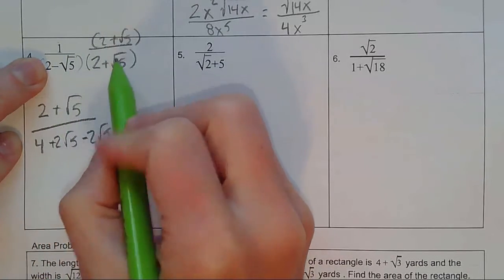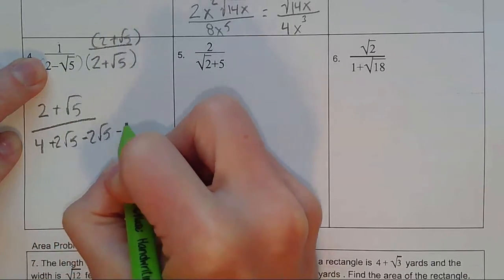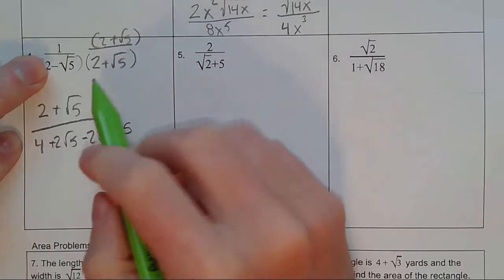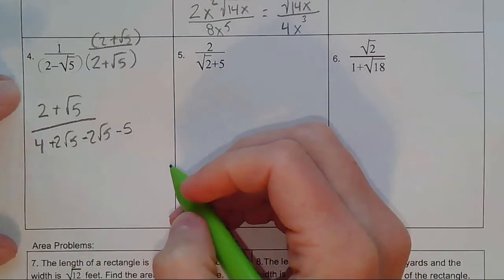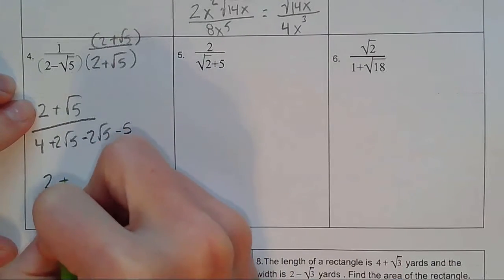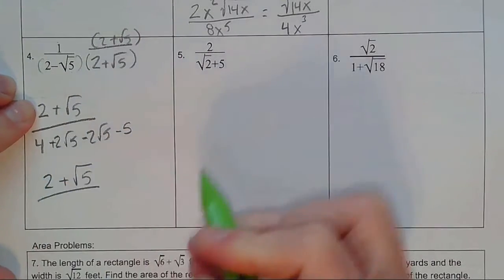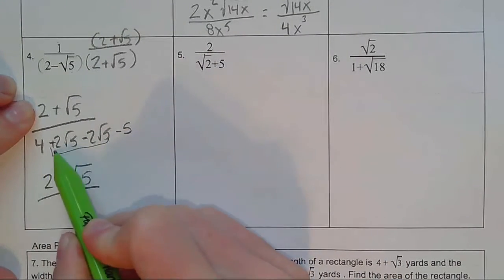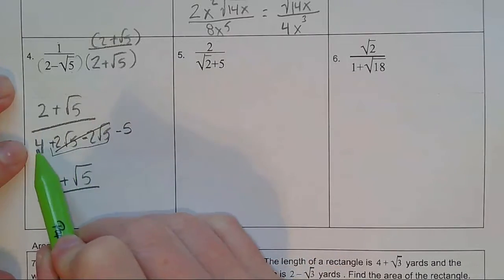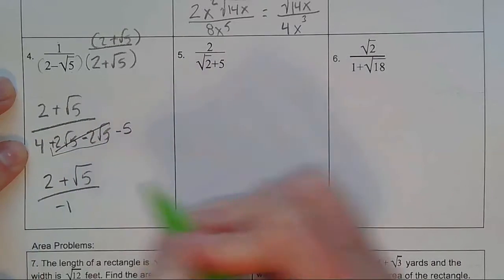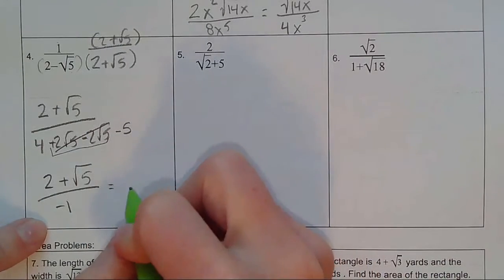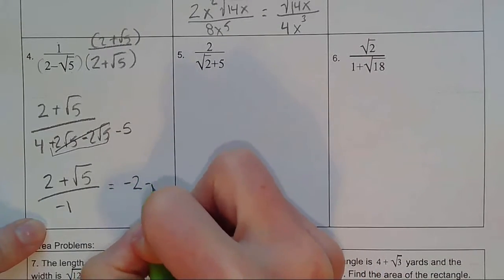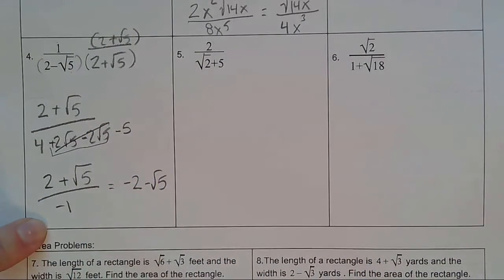And negative root 5 times a positive root 5 is a negative, just straight up 5. Don't forget, those radicals just cancel out that radical and just keep the number. Okay, the numerator is not going to change, so 2 plus root 5. This is always going to cancel out, so it's just 4 minus 5, which is a negative 1. And we don't like writing things with a 1 on the bottom, so I'm just going to divide everything by negative. So negative 2 minus root 5 is that answer.